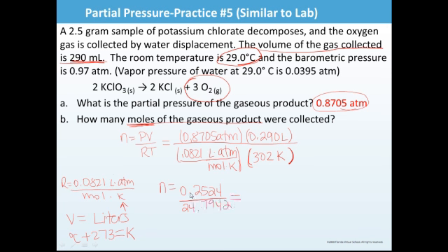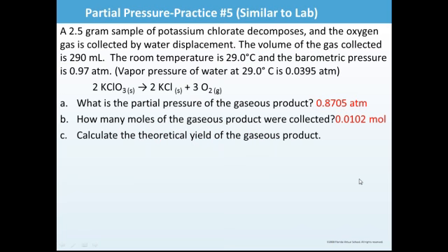Now I'm going to go ahead and divide those numbers, and you get 0.0102. We go back to our original problem. We cancel all the units that we can, and we're left with moles. In this problem, we have 0.0102 moles. Now what we need to do is calculate the theoretical yield of your gaseous product.